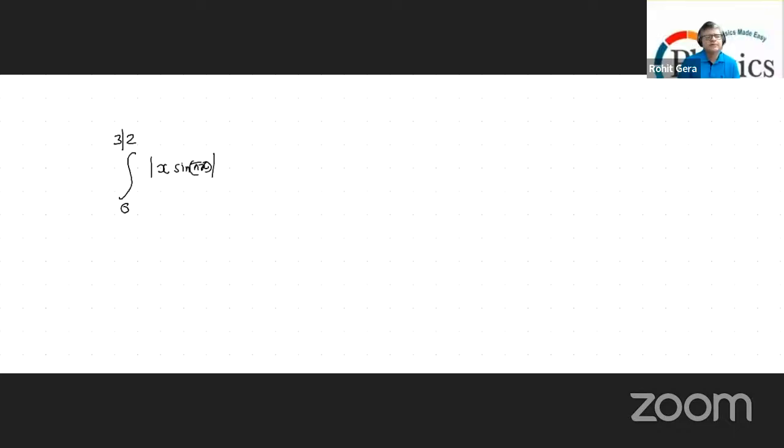No point struggling. So let's say it is 0 to 3 by 2, and this is x sine pi x modulus dx. So this is 2017 CBSE.